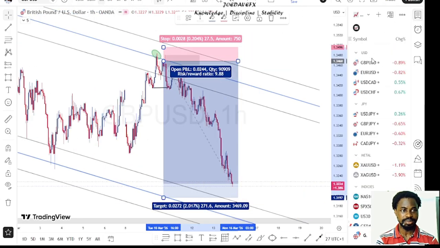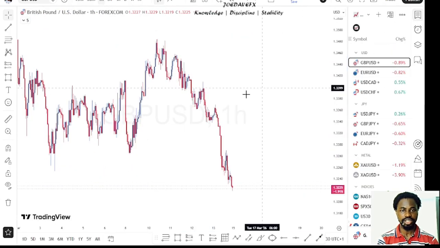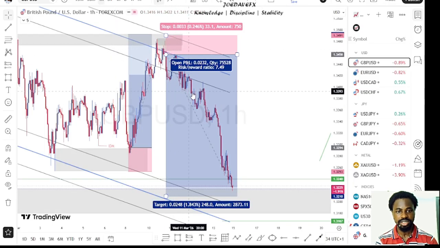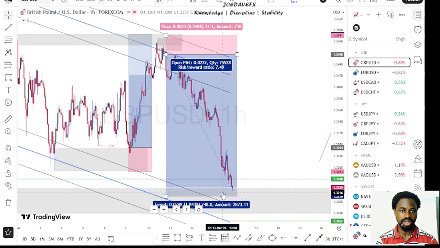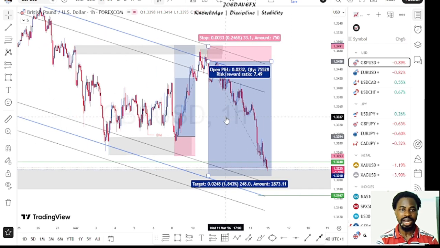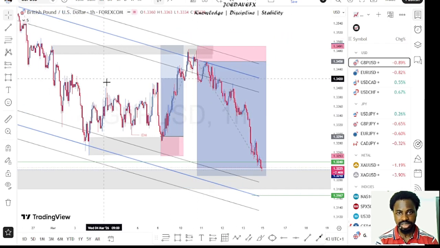So you can see this is my normal chart here. If I show you, it looks exactly like this. This was the area I talked about, the CISD. You can see it, and you can see my target too. This is a risk reward of 1 to 7.49. This was how I had a beautiful trade, and you can see how the trade is playing out well.